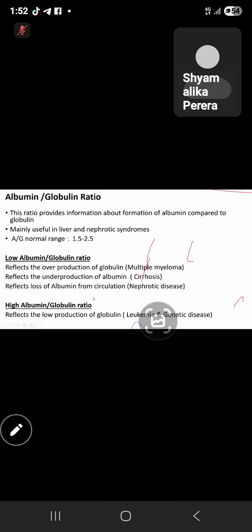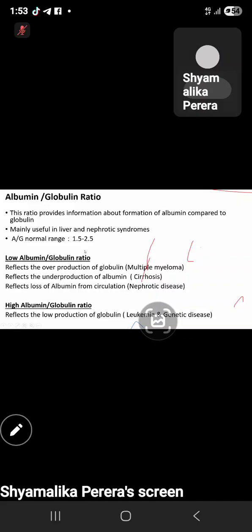Now the albumin to globulin ratio. If you calculate this albumin to globulin ratio, it is useful in liver disease and nephrotic syndromes. The liver is the organ that produces albumin, but if you have nephrotic syndrome, that means there is damage to the kidney. The kidney is the organ where albumin leaks out. So if your nephrons are damaged, your albumin level can be reduced.